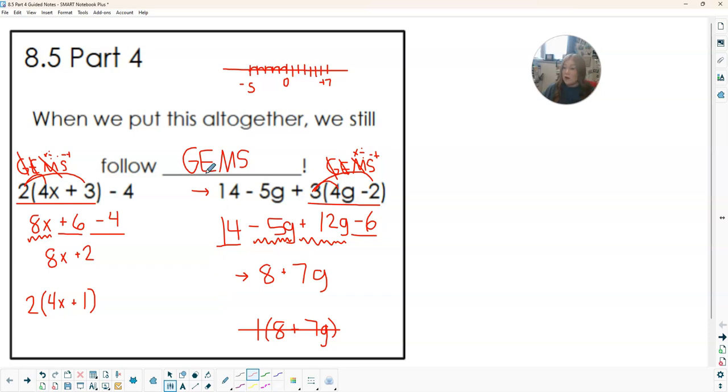So all we're doing is following GEMS to try and put what we can together to get it into the least amount of terms.